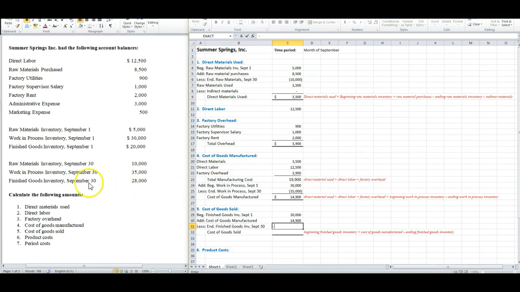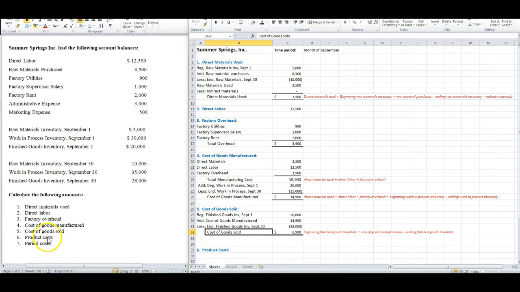We did not sell $28,000 worth of merchandise. So my cost of goods sold is $6,900. We will take this cost of goods sold over to the income statement to determine if we made any profit or loss on these sales.